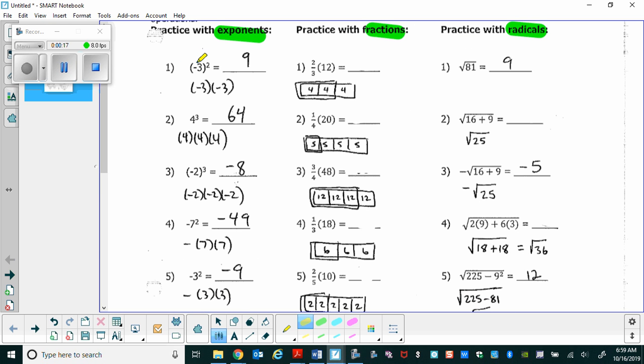And I want to remind you guys here for number 1 that in parentheses, we have a -3, which makes it the base. That's B-A-S-E. And we're going to square it, which means we've got a -3 times a -3. So a negative times a negative is going to be a +9.